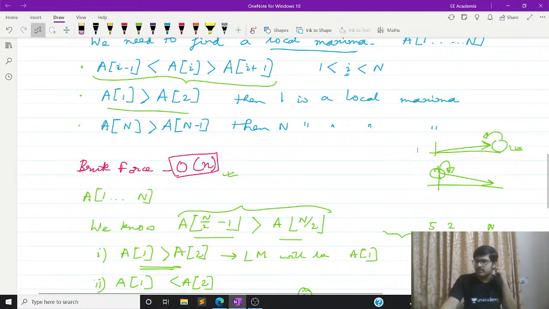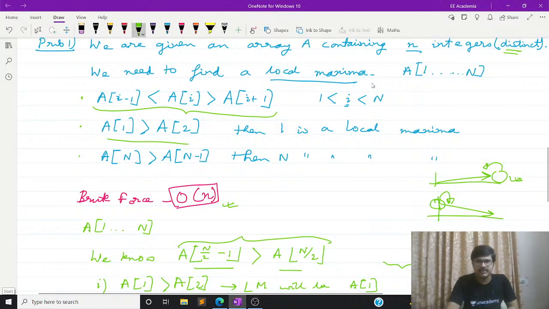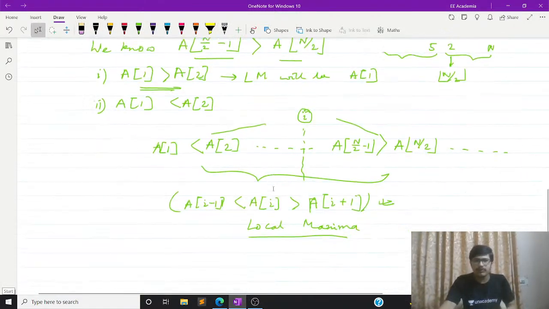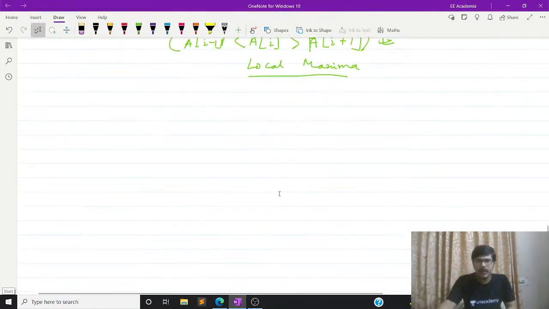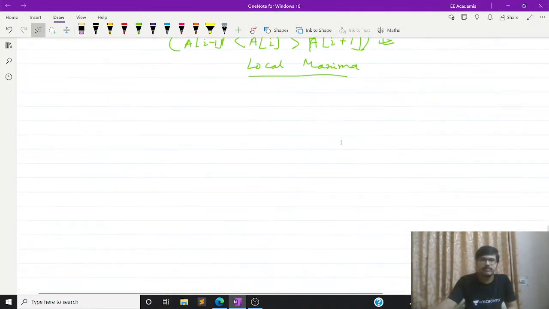Okay, so let's now see how the algorithm actually works. So now we know that there must be a local maxima in this array. So I hope you can see now that this local maxima exists in the array. So what you can do essentially is take an example and see. That will make it more intuitive for you.